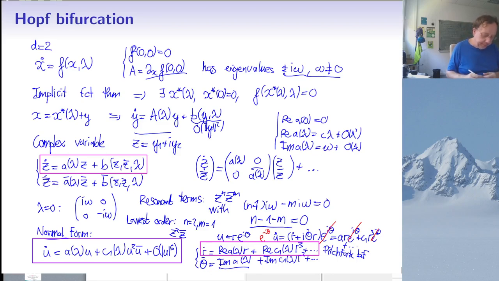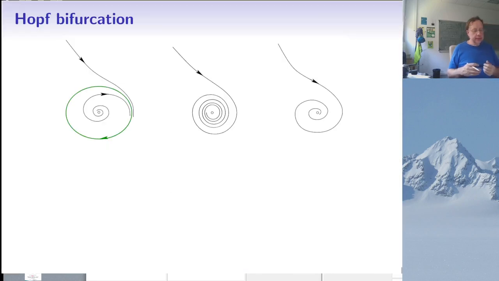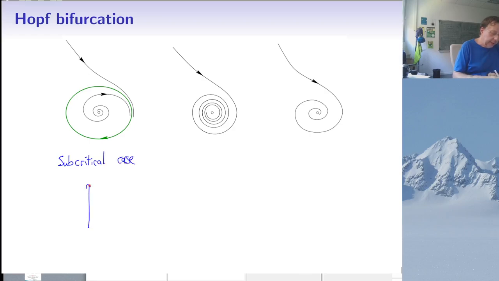So what does this mean for the system? Well, here is one possibility. It depends now on the signs of these real parts and the imaginary parts. This is called the subcritical case. If I put lambda here and r here, it's the case where we have a pitchfork bifurcation like this, where the origin is unstable for negative lambda, and then it becomes stable for positive lambda, like this. So here we have, this is unstable here, and the green ones are stable.